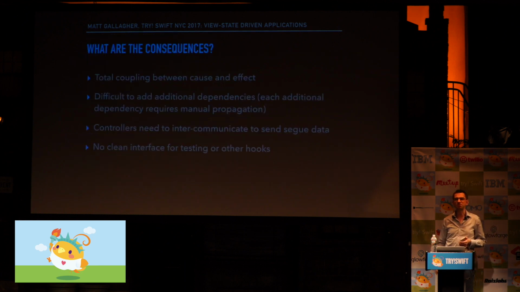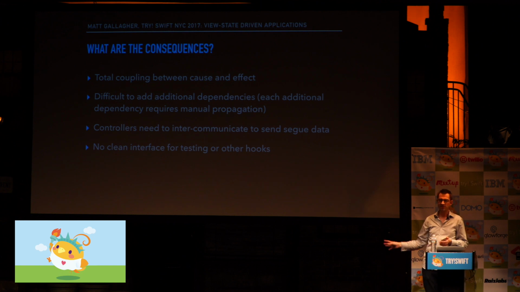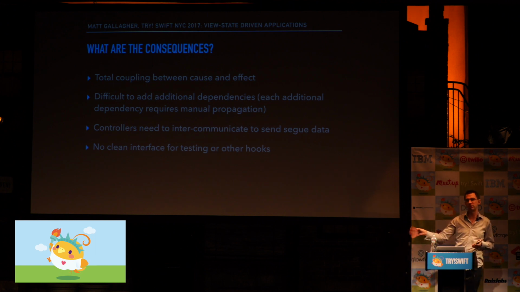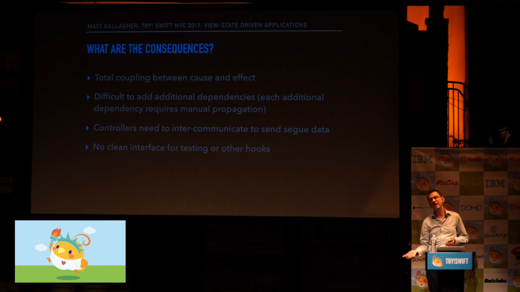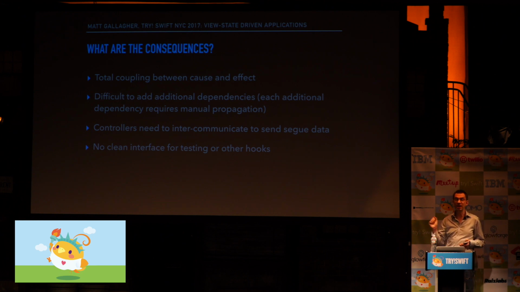So the consequences of this presentation-driven approach that affects all of our view state across the app is that we have total coupling between cause and effect. The master view controller needs to know everything about the detail controller. It becomes difficult to add dependencies because the detail controller wants to know what's selected in the master view. Every time anything else wants to know what's selected in the master view, it's also going to need to have all of this crap added to it. Controllers are intercommunicating in order to send segue data, and it's just a bit crazy. And there's no clean interface or other testing hooks because everything's sort of hard-coded. Nothing is going through a common place.